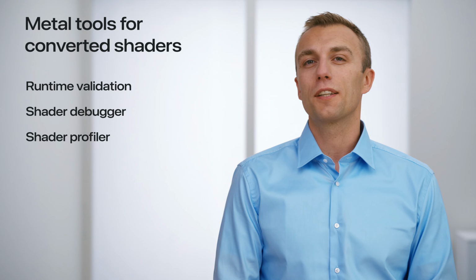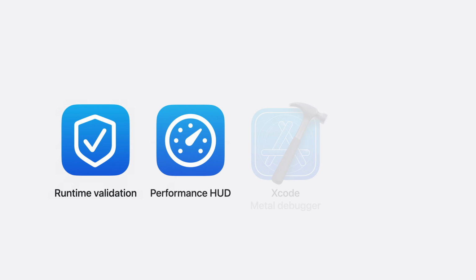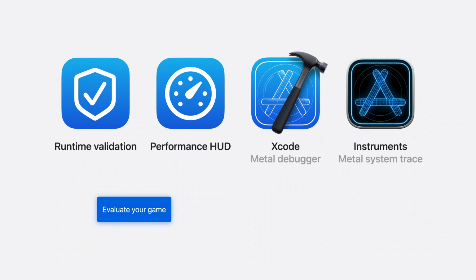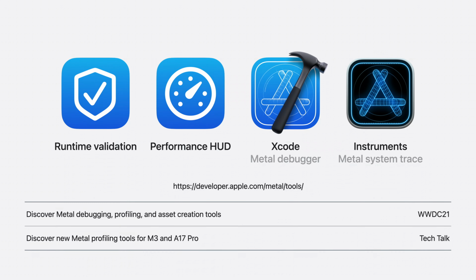No matter if you rely on Metal Shader Converter or implement your shaders natively in Metal Shading language, you can use all the Metal tools on every step of your porting journey. Starting from evaluating your original Windows binary to porting, debugging, and optimizing the Metal version of your game. Learn about the full suite of Metal tools and find their documentation on the Apple developer website. Also, check out some previous videos for remarkable techniques to debug and further optimize your game.